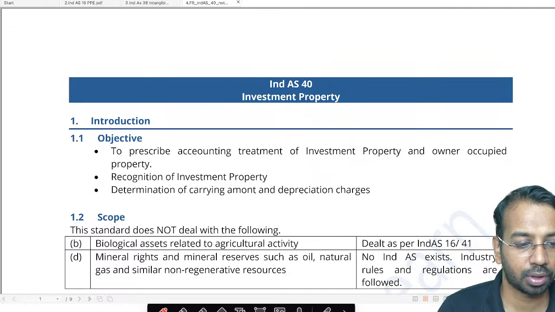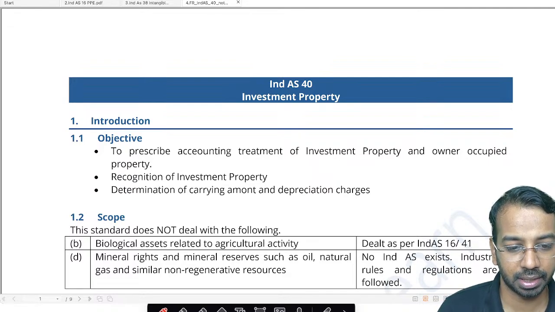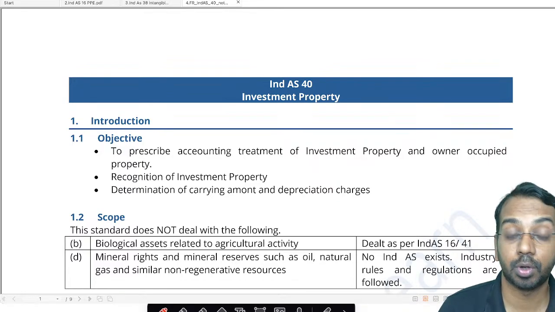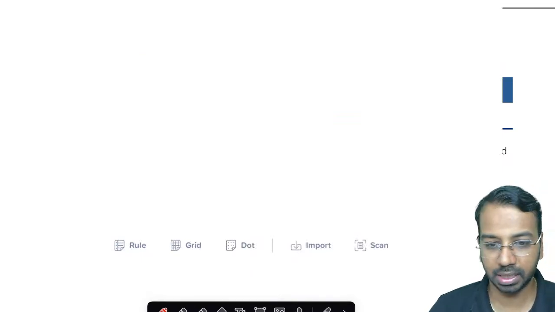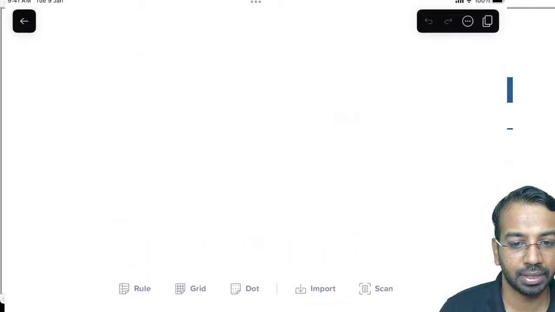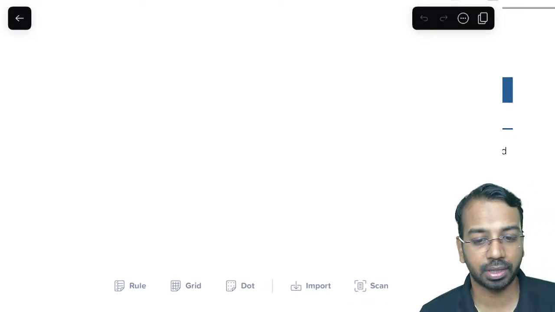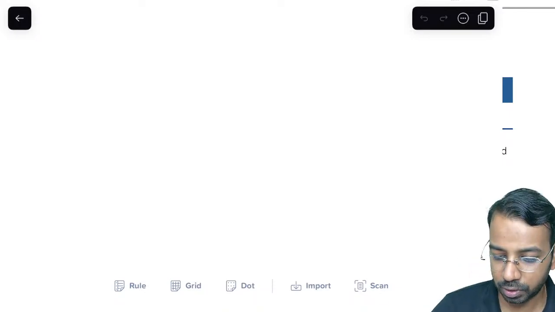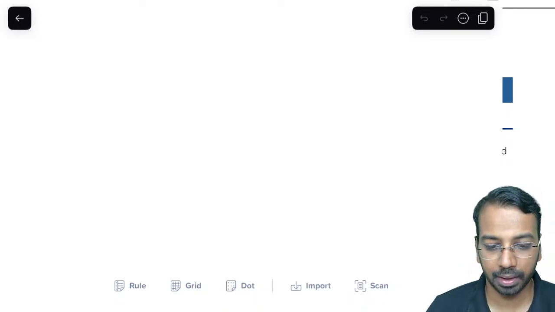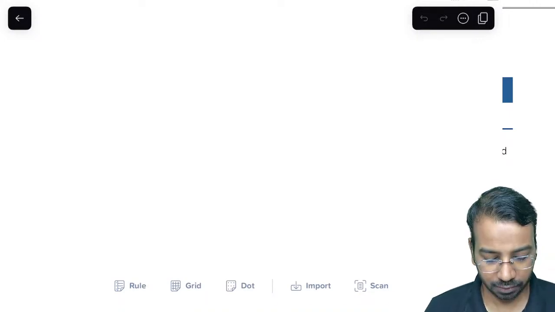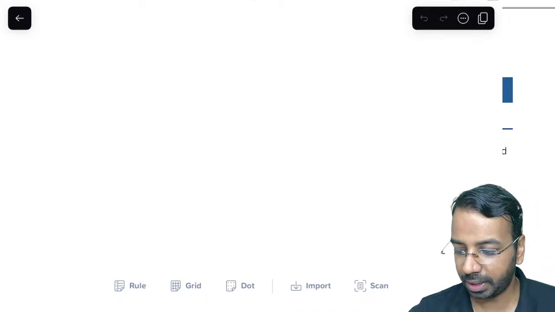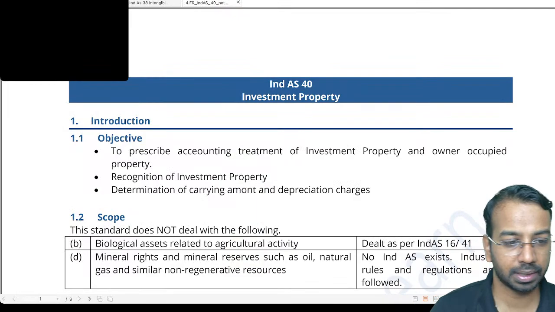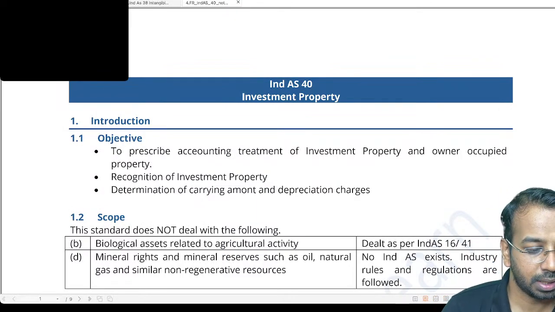So today we will be talking about three standards. The first one is Ind AS 16, that deals with property, plant and equipment. Then we have Ind AS 40, and then Ind AS 38. Ind AS 38 is very, very important. A lot of the time questions keep coming up from this standard as well. To begin with, we'll start with Ind AS 16, and then we will move to Ind AS 40 and Ind AS 38.